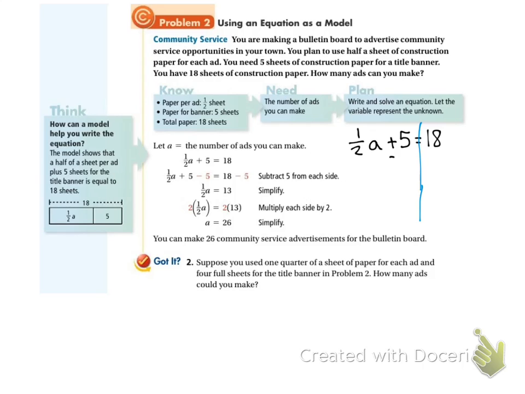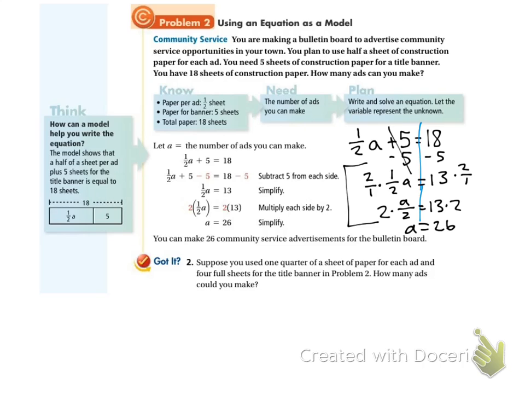First, I need to get rid of my straggler. I need to subtract 5. So 1/2 A equals 13. You can either multiply by the reciprocal, which would be 2 over 1, or this is the same thing as A divided by 2, so you would multiply by 2. These are exactly the same thing, just 2 different ways to think about it. I end up getting A equals 26.